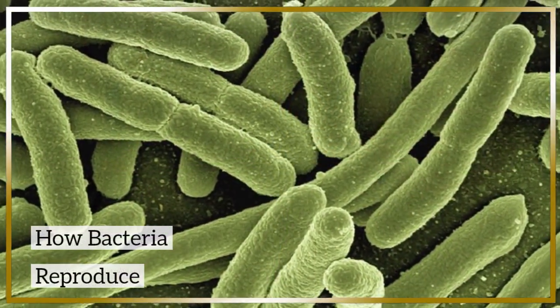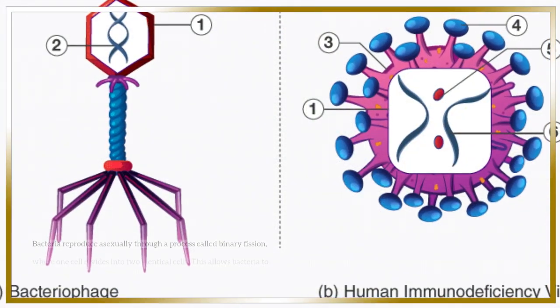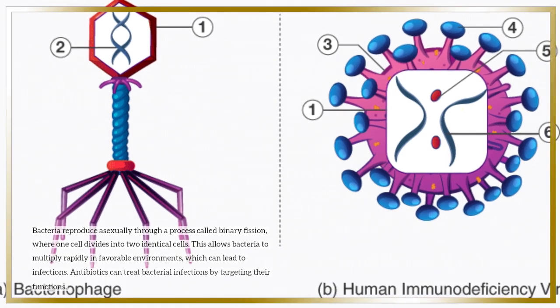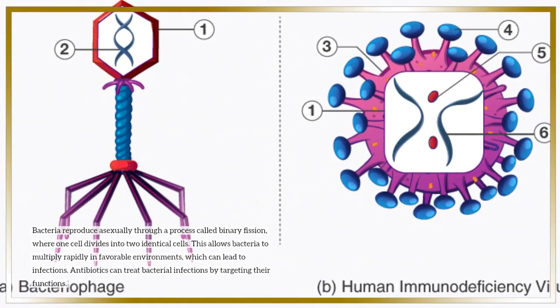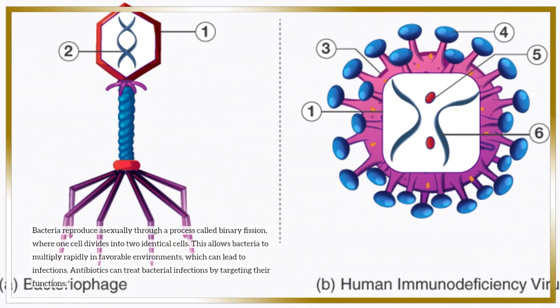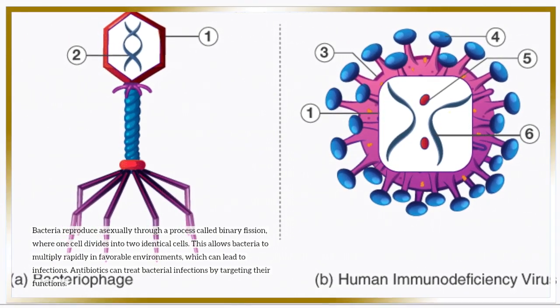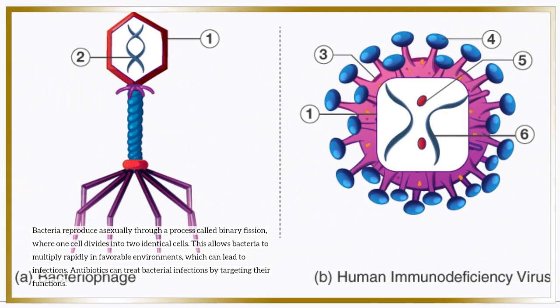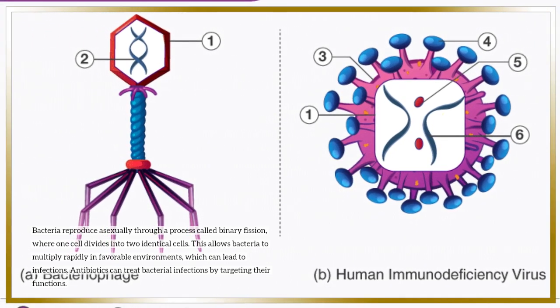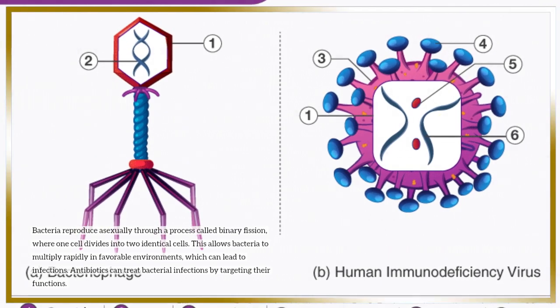How bacteria reproduce. Bacteria reproduce asexually through a process called binary fission, where one cell divides into two identical cells. This allows bacteria to multiply rapidly in favorable environments, which can lead to infections. Antibiotics can treat bacterial infections by targeting their functions.